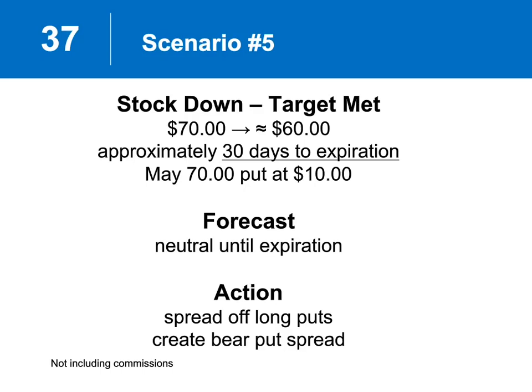But let's go through another potential scenario just in case you have a bit of a different forecast. So if our target's met and the stock heads down $10, maybe we feel the stock is just as the forecast on the slide suggests, we're now neutral on this underlying to expiration. Stock's going to wallow around the strike. So we decide to spread the long puts to create a bear put spread.